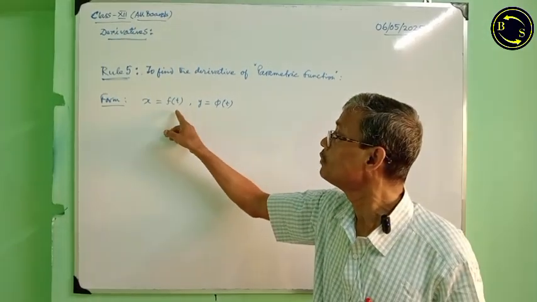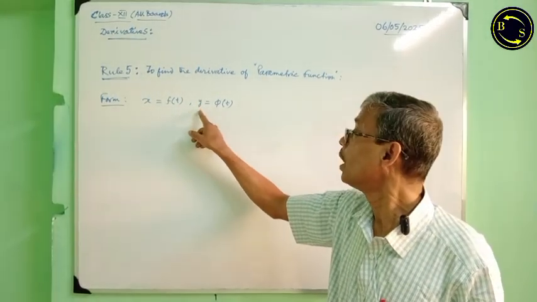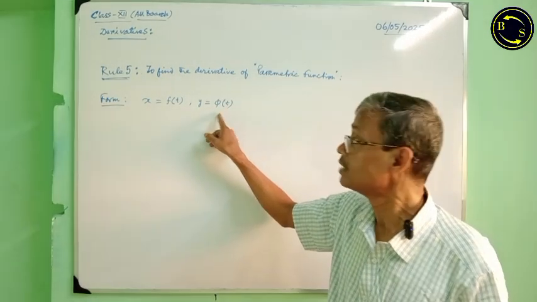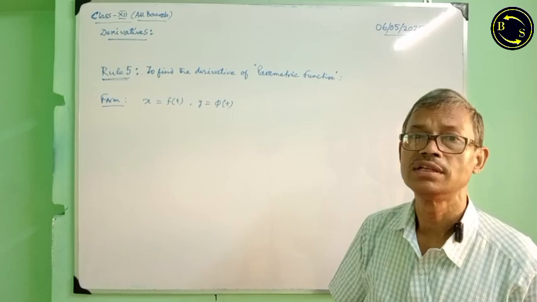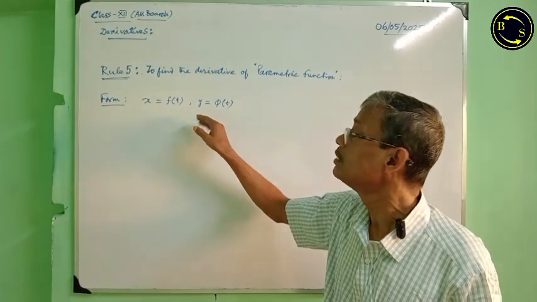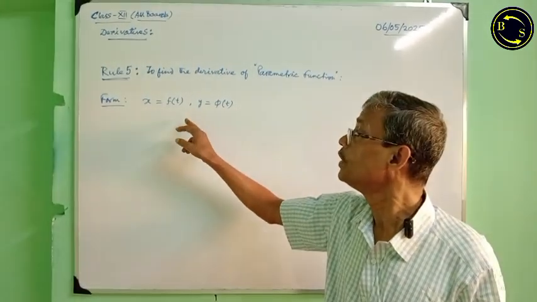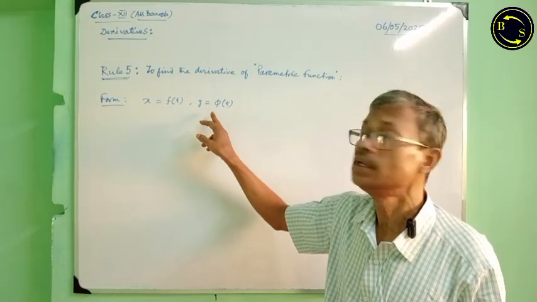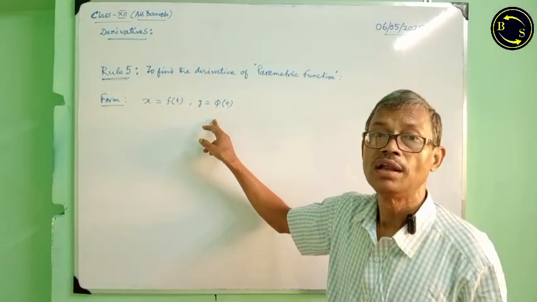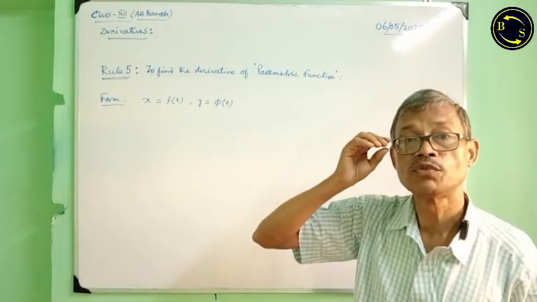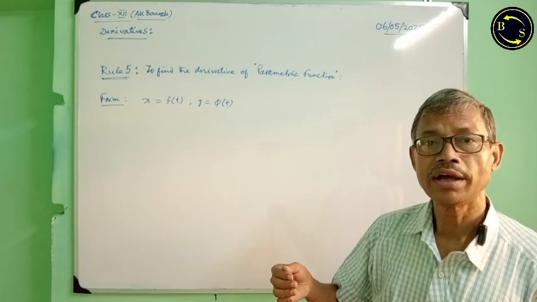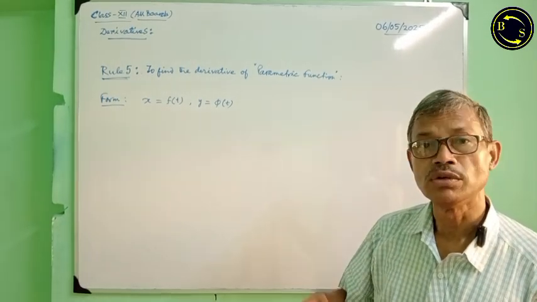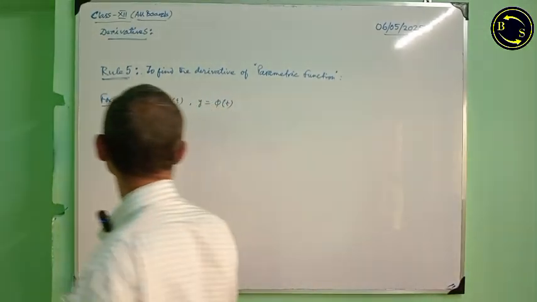x in terms of t, y in terms of t. That means x, y are not directly related. They are related via a third variable that is expressed here as t. Now, what to do to find the derivative? We have to apply here the idea of chain rule. What is that?